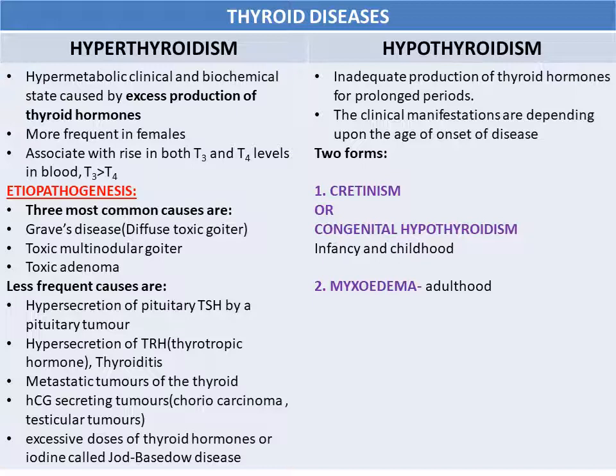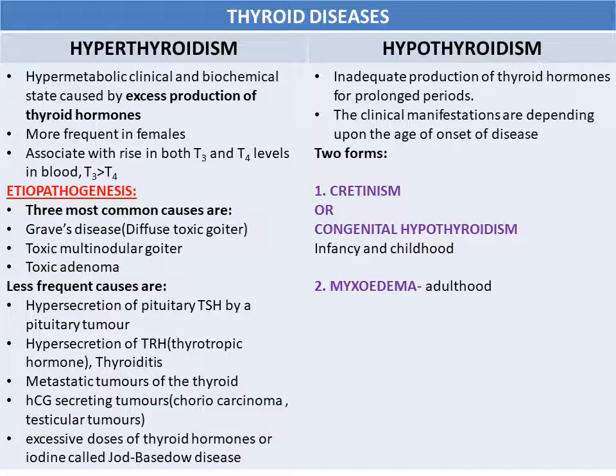Then etiopathogenesis. The three most common causes of hyperthyroidism are Graves disease, which is also called diffuse toxic goiter, toxic multinodular goiter, and toxic adenoma. Other less frequent causes are hypersecretion of thyroid stimulating hormone by a pituitary tumor, hypersecretion of thyrotropic hormone, thyroiditis, metastatic tumors of the thyroid, HCG secreting tumors, which occur in choriocarcinoma and testicular tumors, and excessive doses of thyroid hormones or iodine, called Jod-Basedow disease.